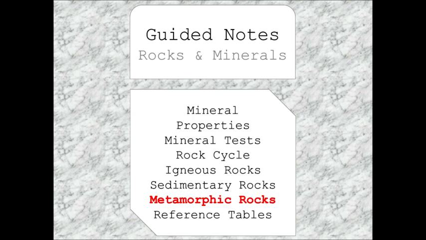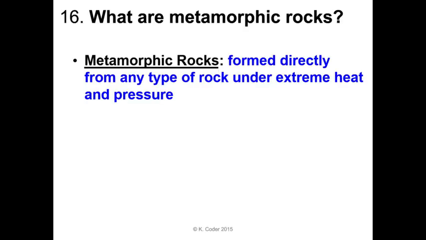In this section, we'll be going over metamorphic rocks. So a metamorphic rock is formed directly from any type of rock under extreme heat and pressure. So this could be a metamorphic rock going under heat and pressure, a sedimentary rock going through heat and pressure, or an igneous rock going through heat and or pressure.